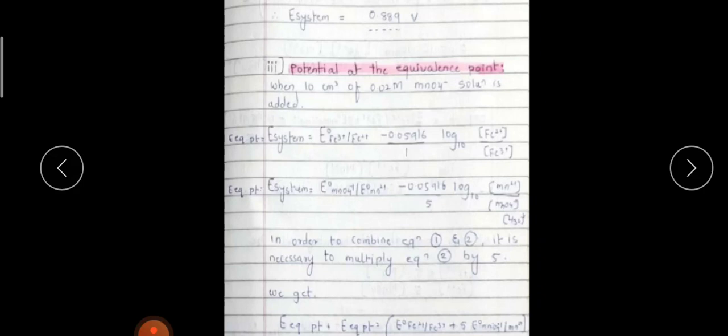Now to get the potential at the equivalence point, we have to calculate using both the equations by adding both the equations. We can't add both the equations directly because one has n equal to 1 and the other equation has n equal to 5. That's why we have to multiply equation number 2 by 5. Then we can add the equations. We have multiplied this equation by 5. Please note it well.